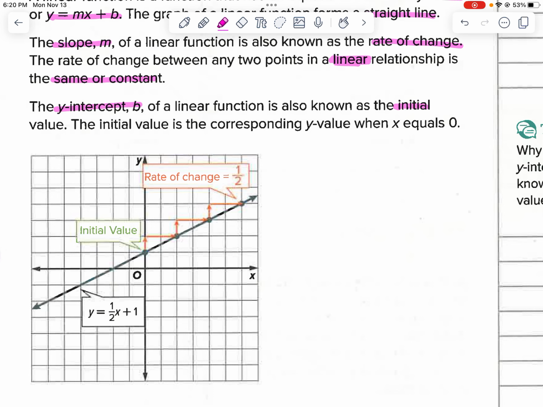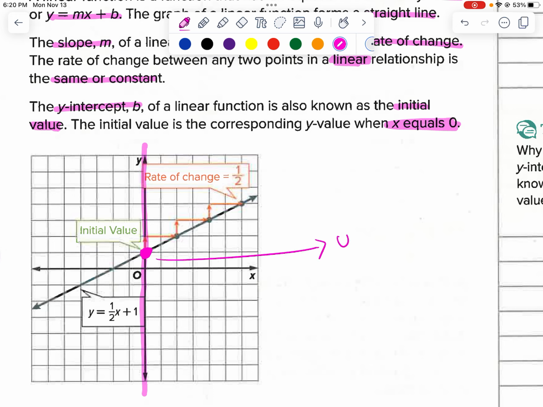And this is also considered the initial value. That's when x is equal to 0. Anytime x is equal to 0, it's going to be along the y-axis. So the starting point, or the initial value, is your y-intercept. This is the same thing as the y-intercept.